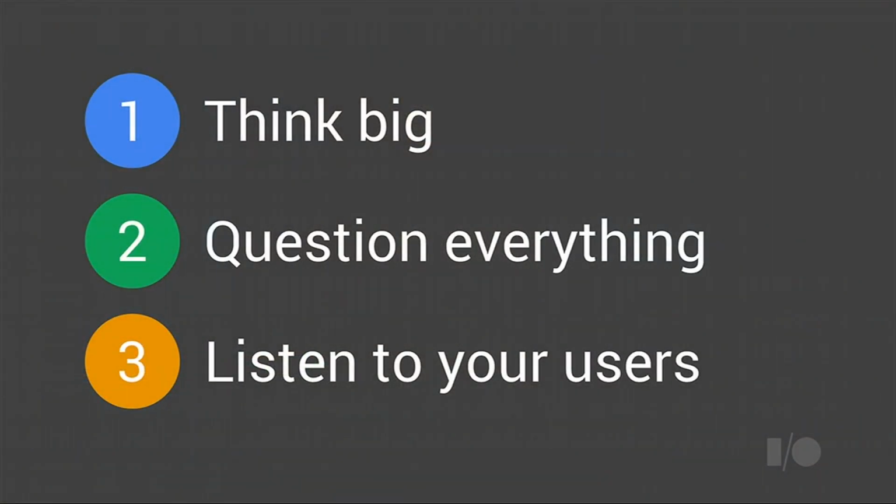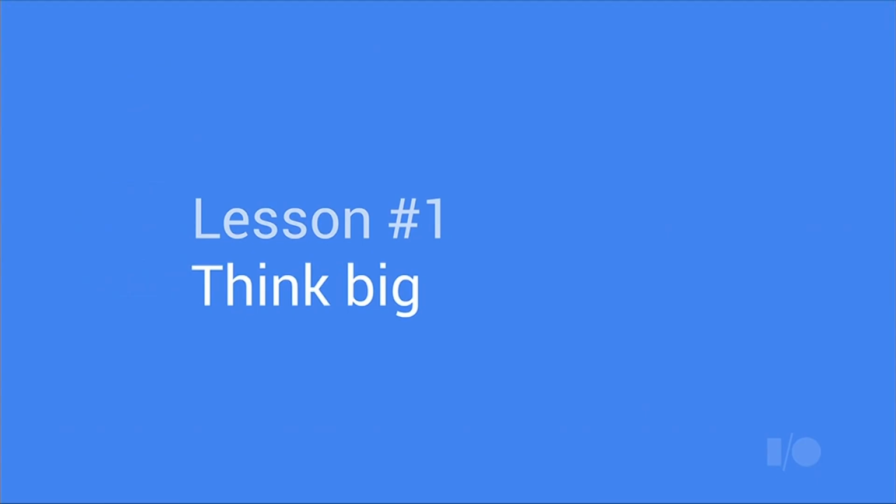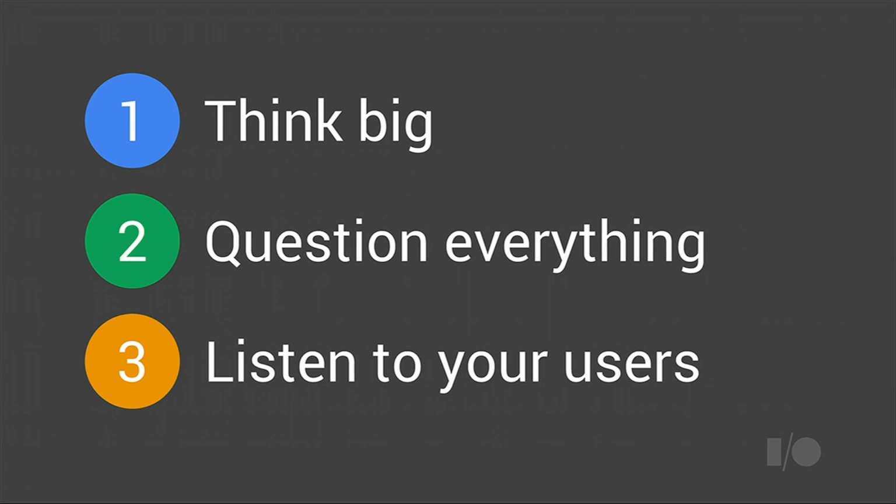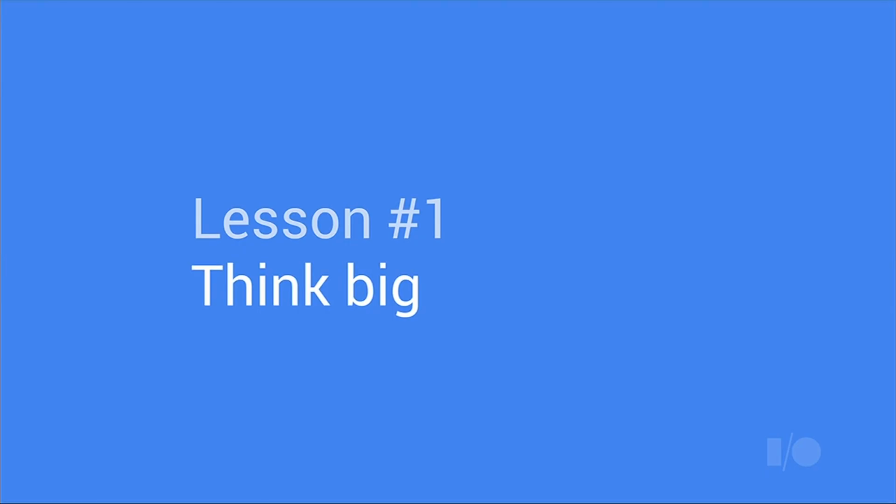The first is to think big, so that you don't get trapped in incrementalism. The second is to question everything, because sometimes your assumptions can be holding you back. And the third lesson is to listen to your users, because even if you think big and question everything, you're not going to be right about everything. So let's jump into the first lesson, which is to think big.